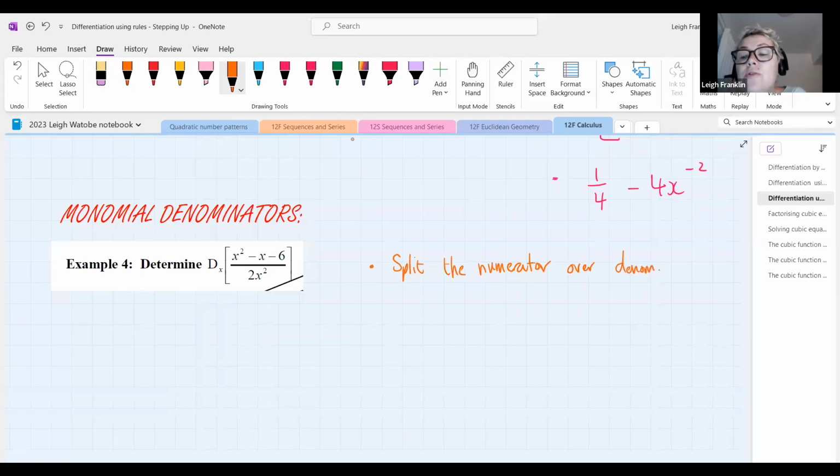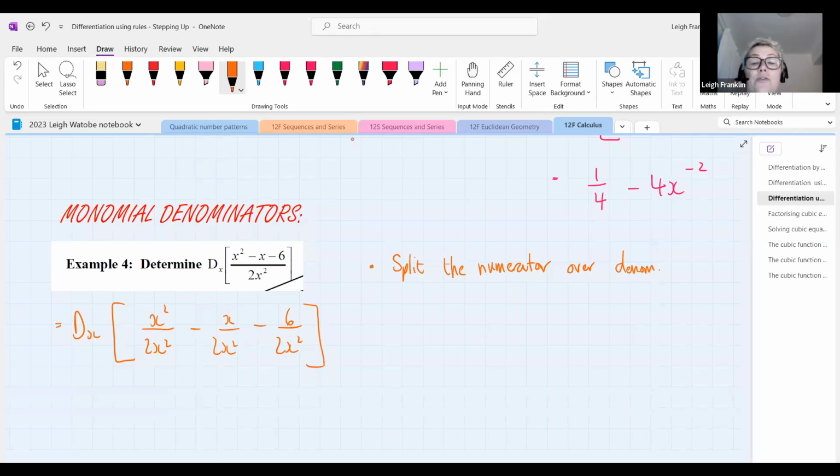Okay, and then we're going to use our normal exponent laws. When we divide like bases, we subtract our exponents in order to simplify. So in the situation here, we'd end up with d/dx, square brackets, and then I'm going to put x squared over 2x squared, minus x over 2x squared, minus 6 over 2x squared. That's what I mean when I say I'm going to split the numerator over the denominator.